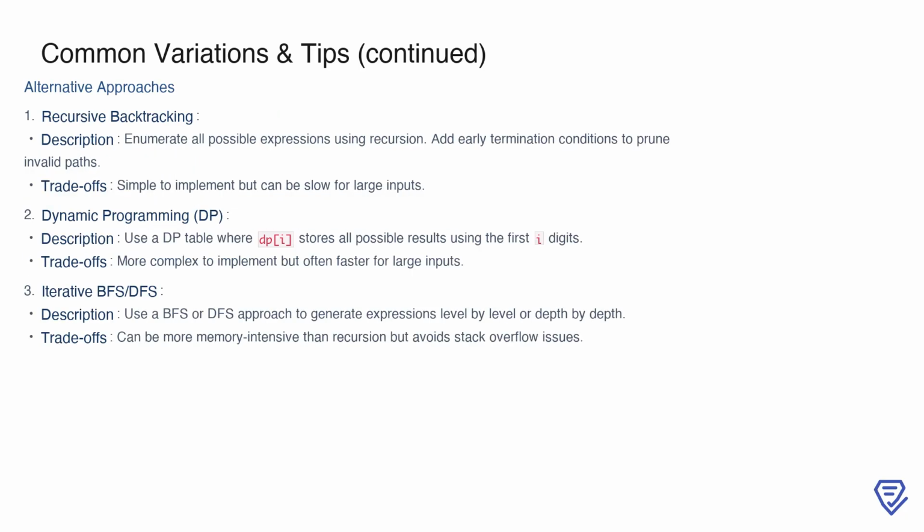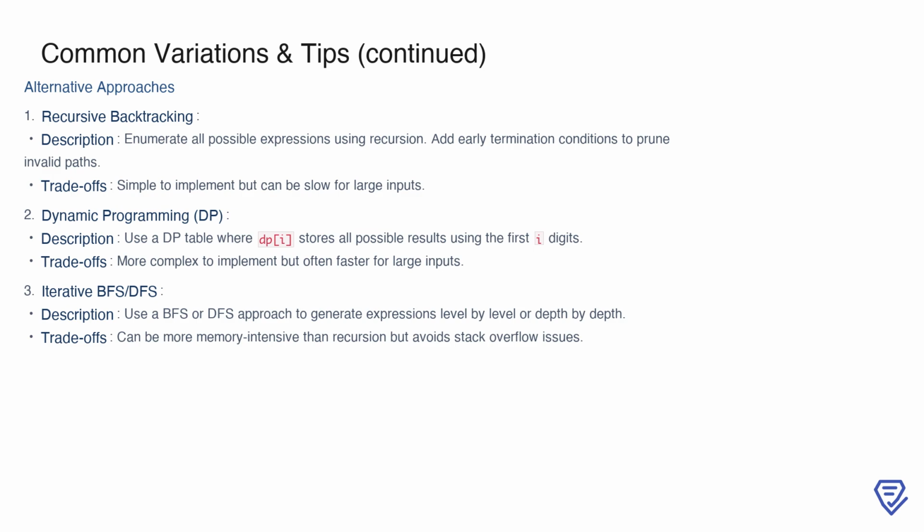There are several alternative approaches you can consider when solving this problem, each with its own trade-offs. One option is recursive backtracking, where you enumerate all possible expressions using recursion and add early termination conditions to prune invalid paths. This method is simple to implement but can be slow for large inputs. Another approach is dynamic programming, or DP, where you use a DP table to store intermediate results. For example, DP I could represent all possible results using the first I digits. While this approach is typically faster for large inputs, it's more complex to implement.